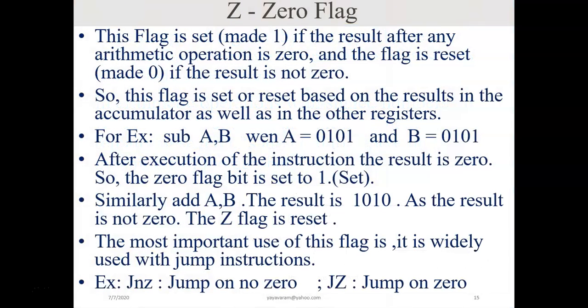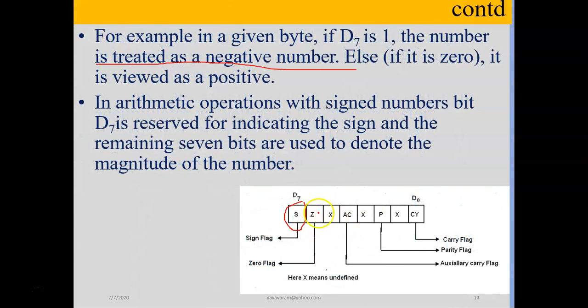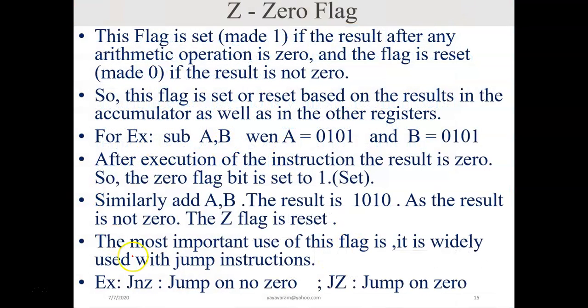Next, the zero flag. That means when you perform any arithmetic operation, if the result is 0, then the zero bit will be set. That means this bit will be equal to 1, whenever an arithmetic operation gives a 0 result. For this I have taken one example here. Suppose A is equal to 0101 and B is equal to 0101. You see, both are equal, identical numbers.